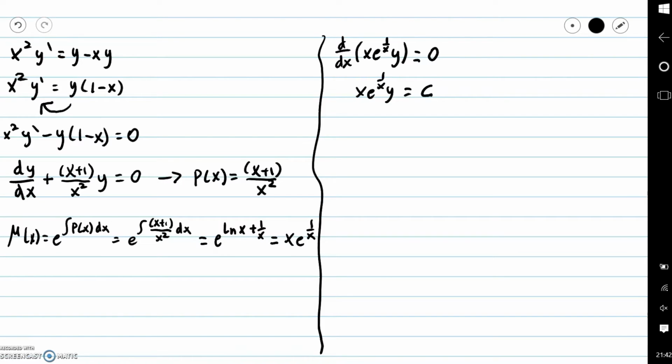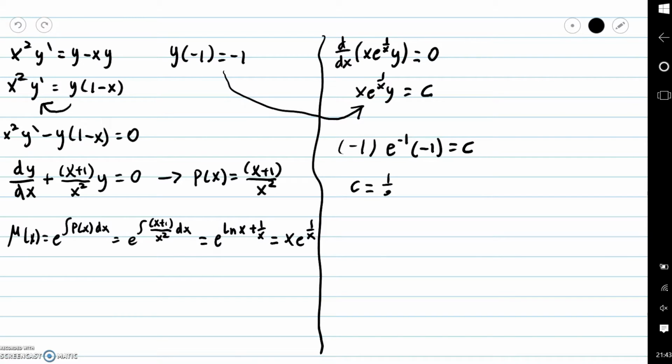Integrate the right side of the function. From the question we know that y(-1) equals negative 1. We use this information to reveal the c value. From this we know that c is 1 over e. So the final form of the y function is 1 over x e to the power of 1 plus 1 over x.